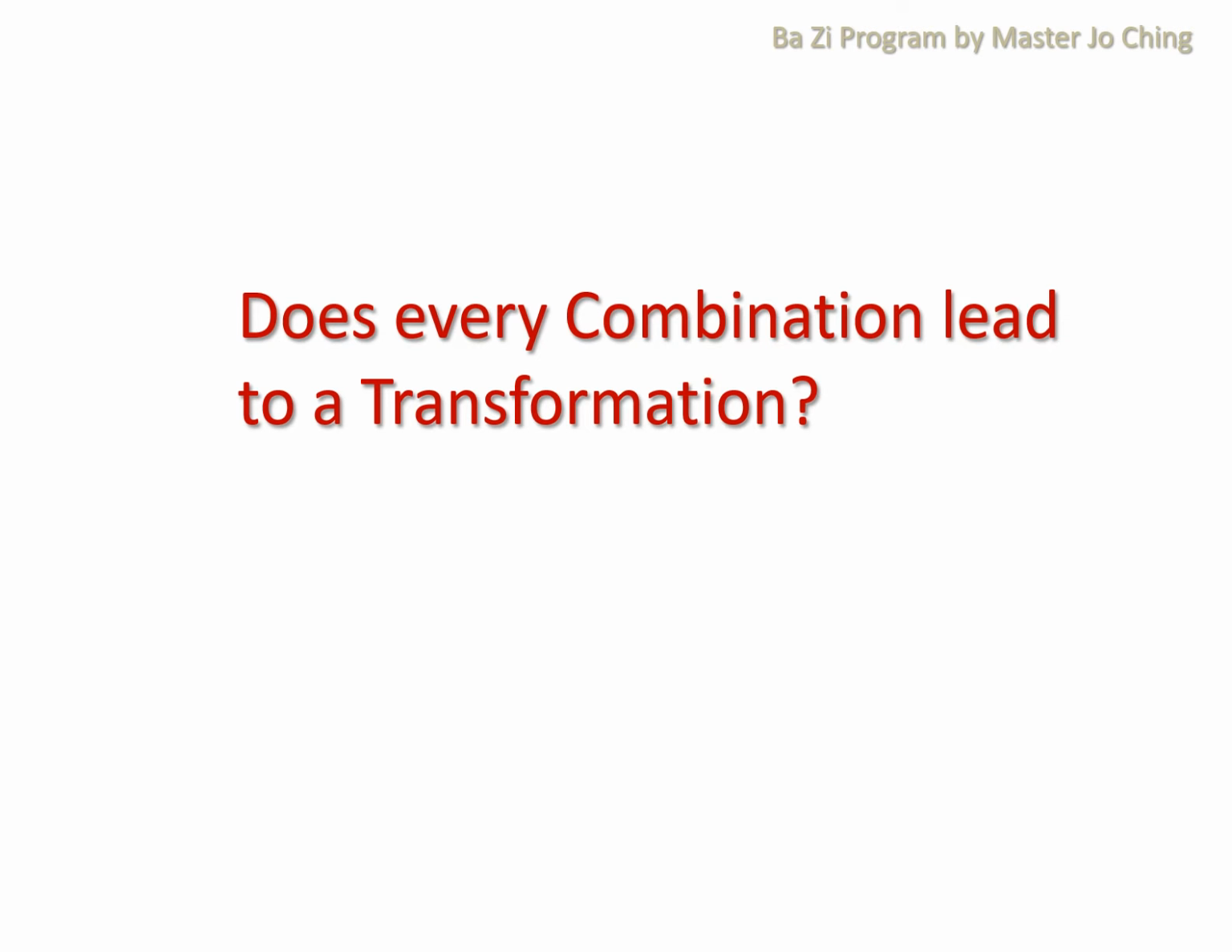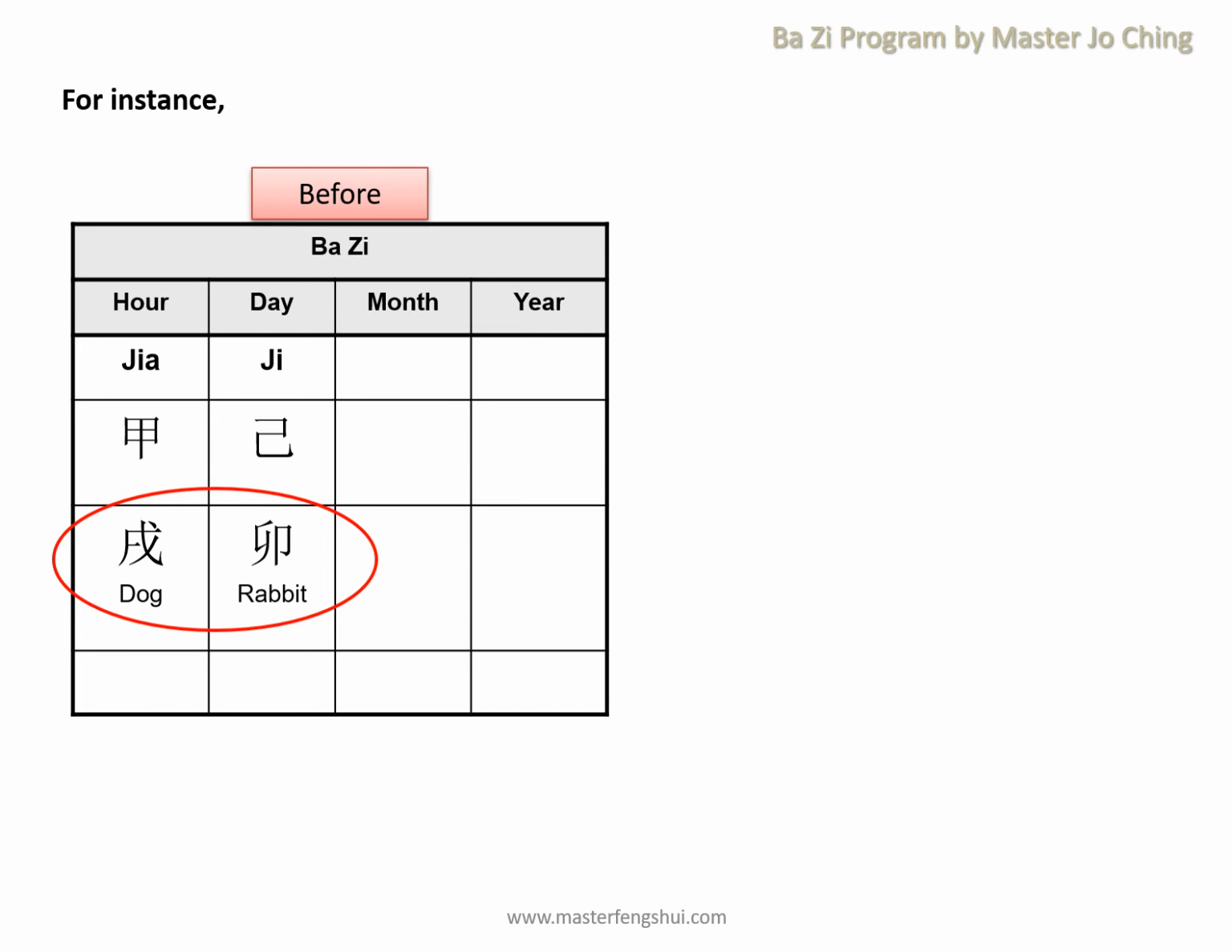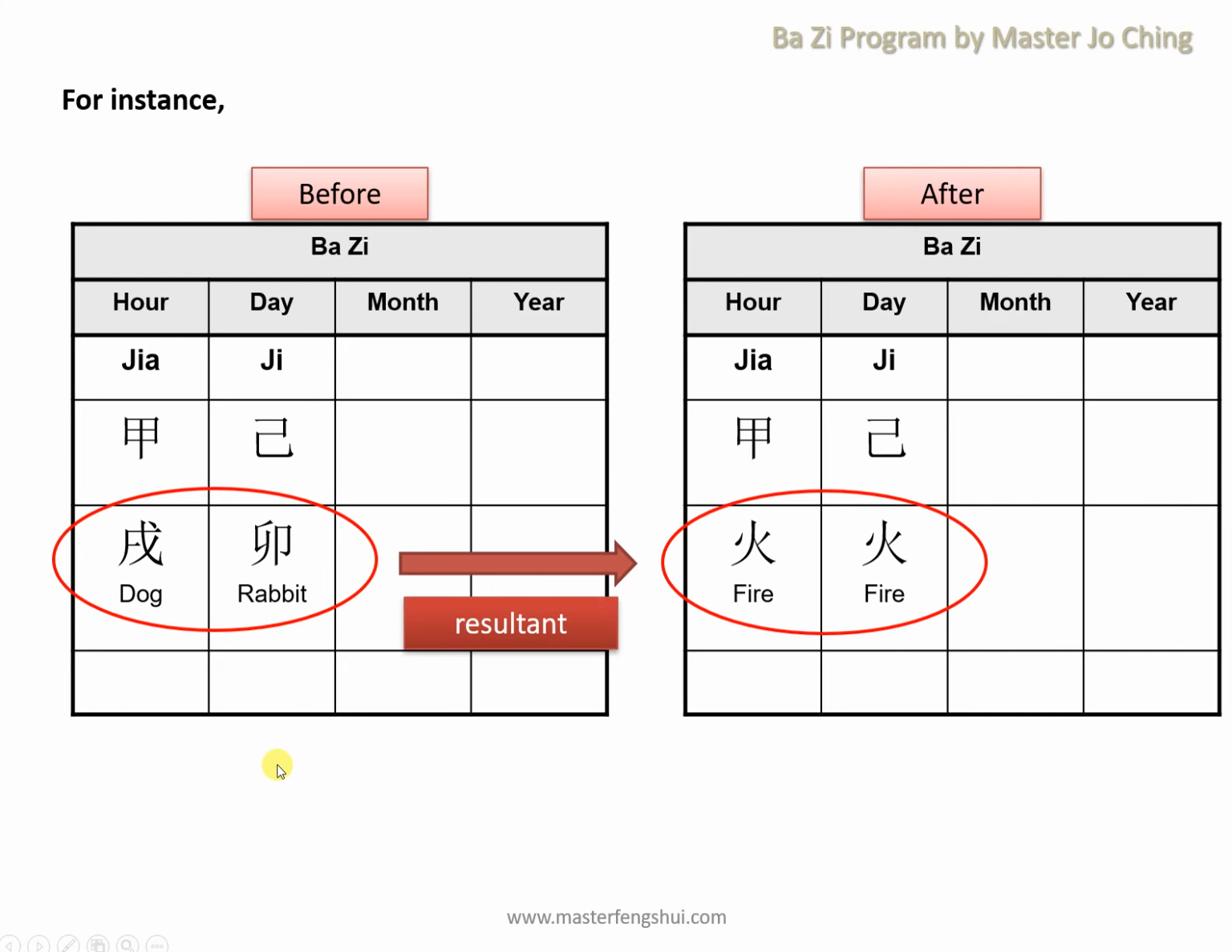Does every combination really lead to a transformation, according to the books? For instance, just to illustrate my point, for example, you have this combination between the dog and the rabbit, and you know that dog and rabbit will give rise to fire. So does this mean that you have two extra fire elements that suddenly appear like this? Because dog and rabbit supposed to transform into fire. So this is the Chinese character for fire. So you have one fire here, two fire here. Does it really happen this way?